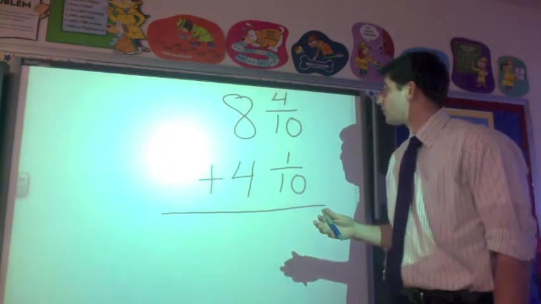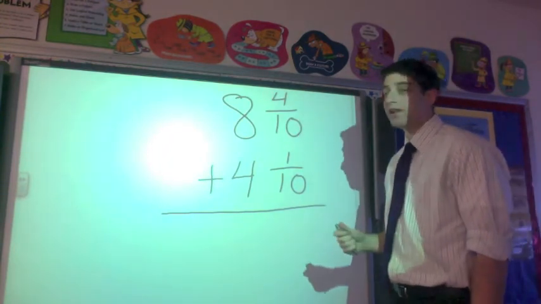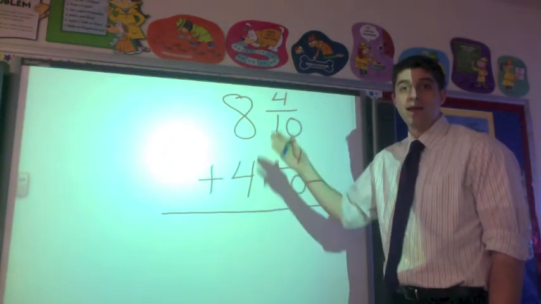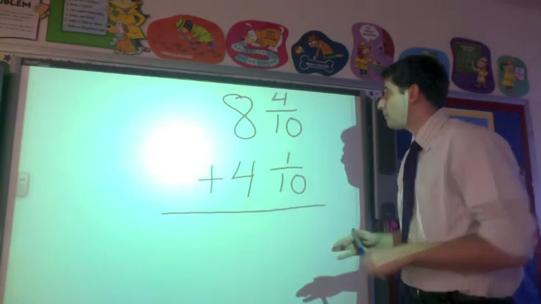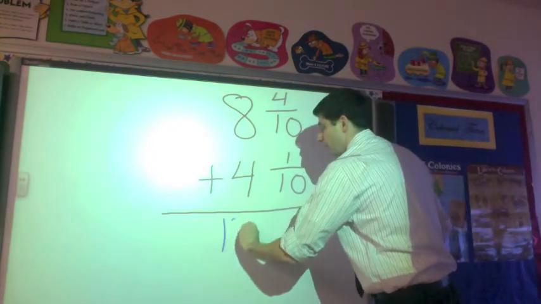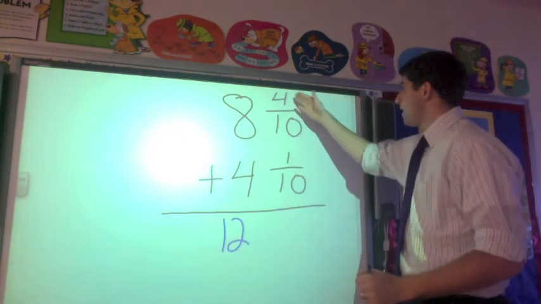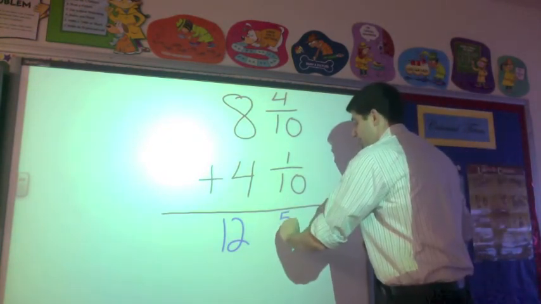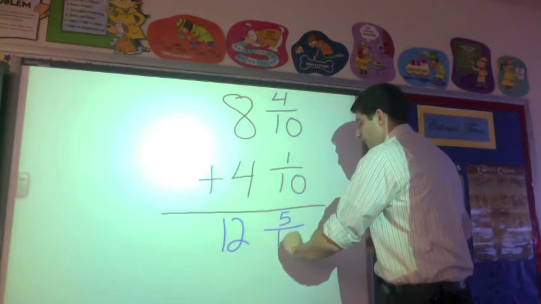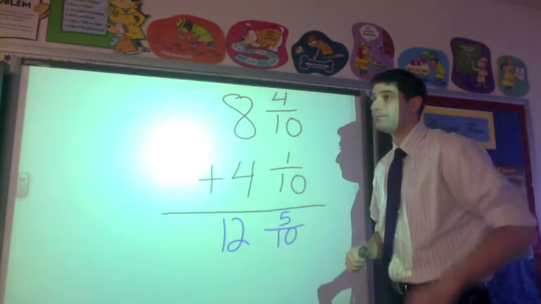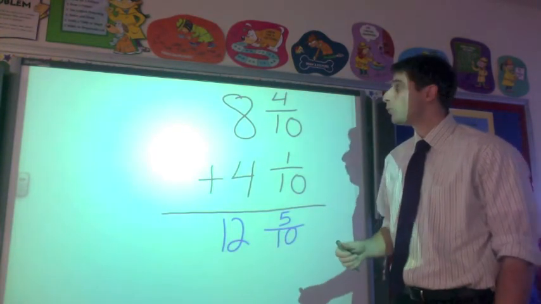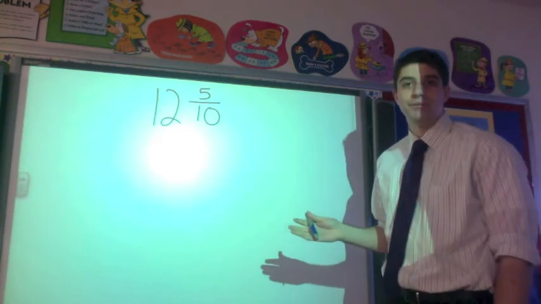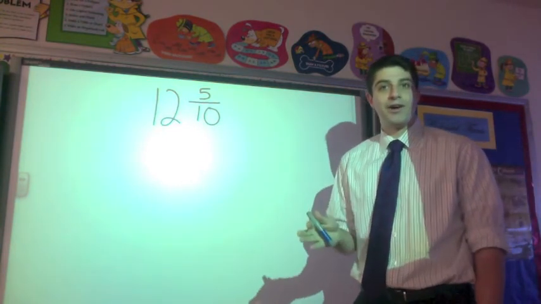I go to my next slide, and everything is just set up perfectly. I add my whole numbers first, 8 plus 4, and that will give me 12. And I add my numerators, 4 plus 1, and that gives me 5, and my denominator stays the same. So I have my answer of 12 and 5/10. But remember, I have to simplify my fraction now.